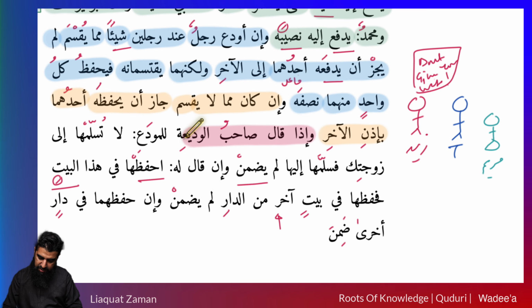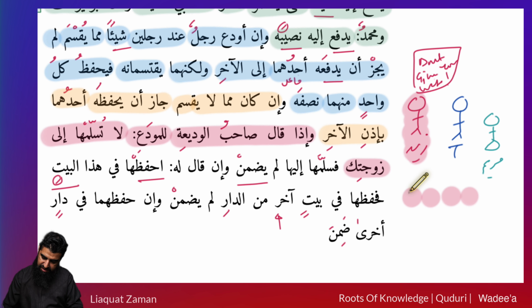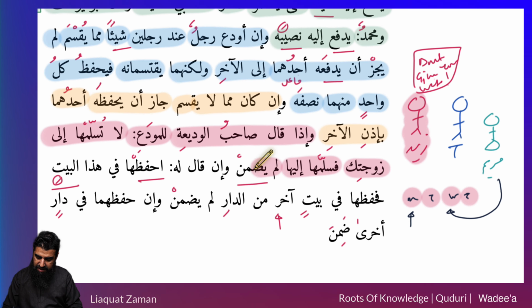If the owner of the deposit, Zaid, says to the trustee, do not hand it over to your wife, and let's say this happened on Monday, and on Wednesday he hands it over to his wife, then he does not have to compensate if anything was to happen to it.